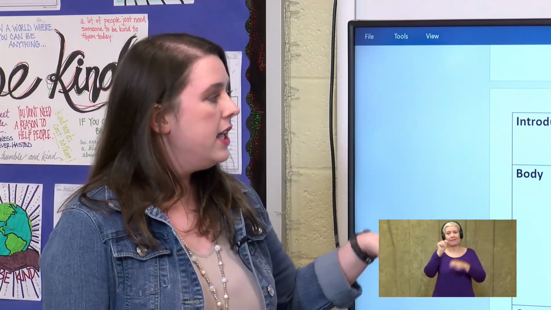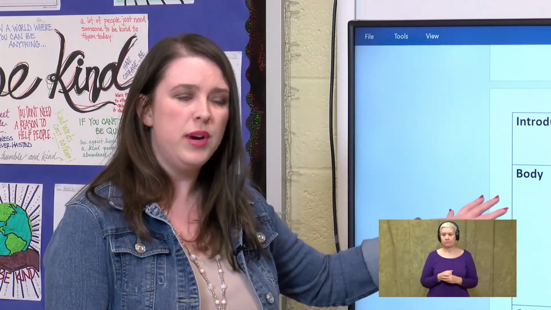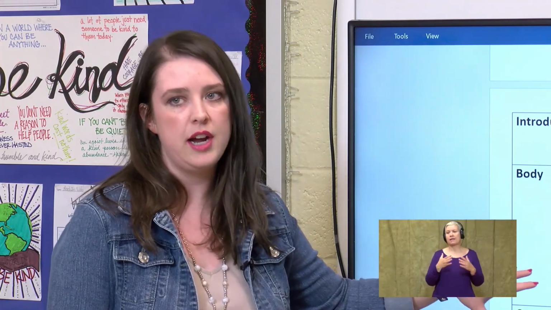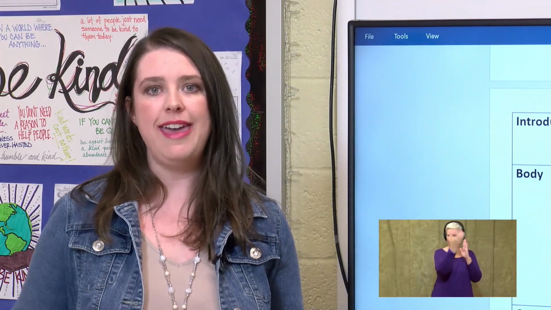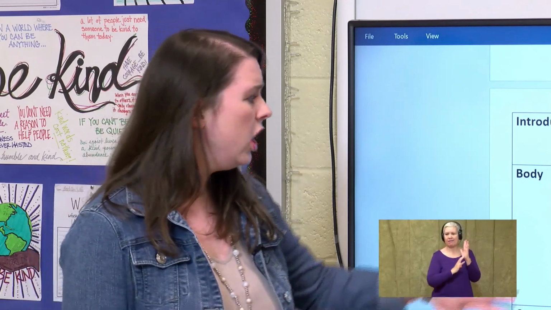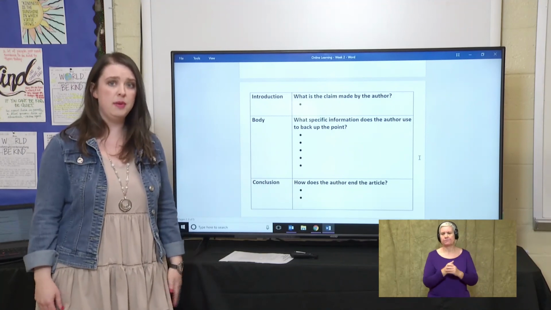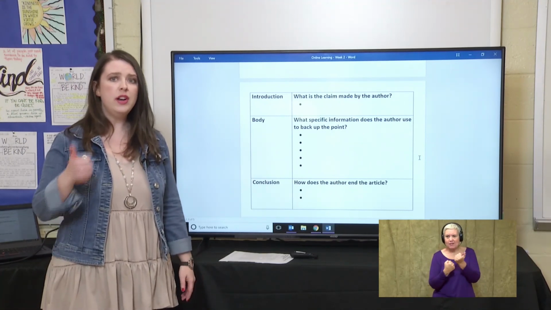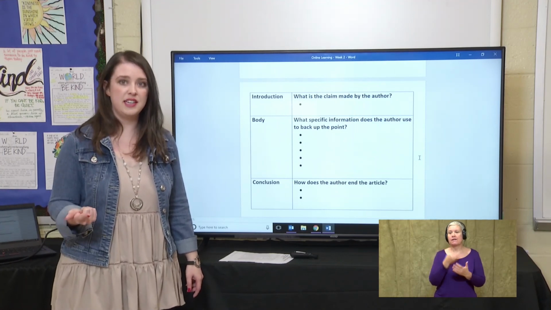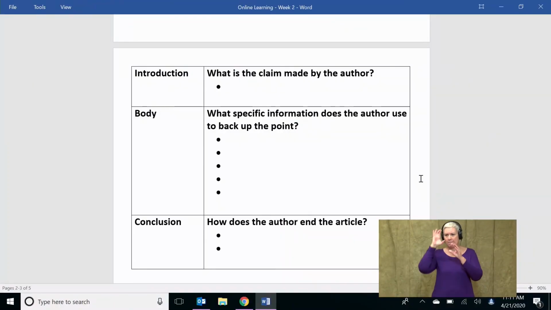Okay. Next, break it down into, where are the body paragraphs? Where does he take that claim and build on it? Look at the specific information that this author uses to back up his or her point. What are those facts? What are those statistics? What are the images that this person uses to make this content come to life? Remember that they're trying to get you to feel a certain way. They want you to agree with them. That's the major goal, right?